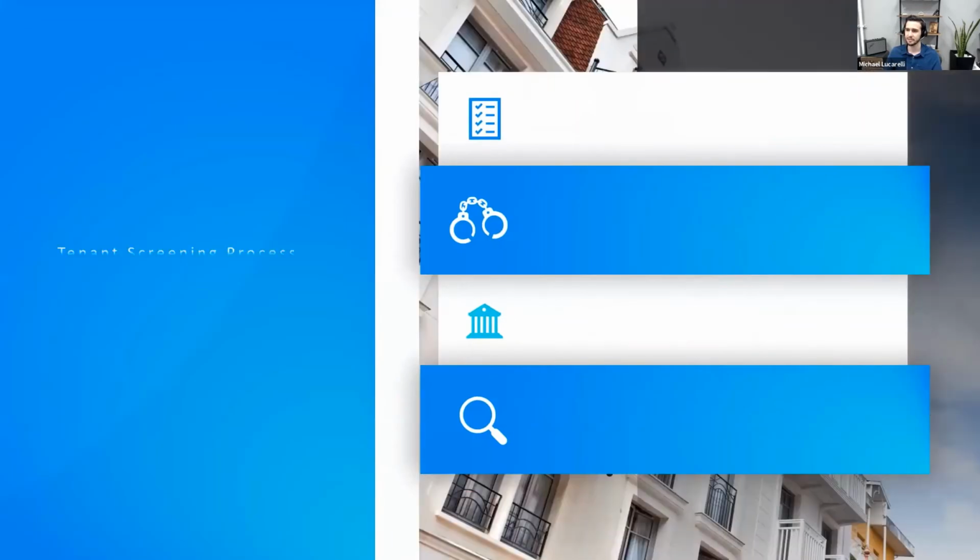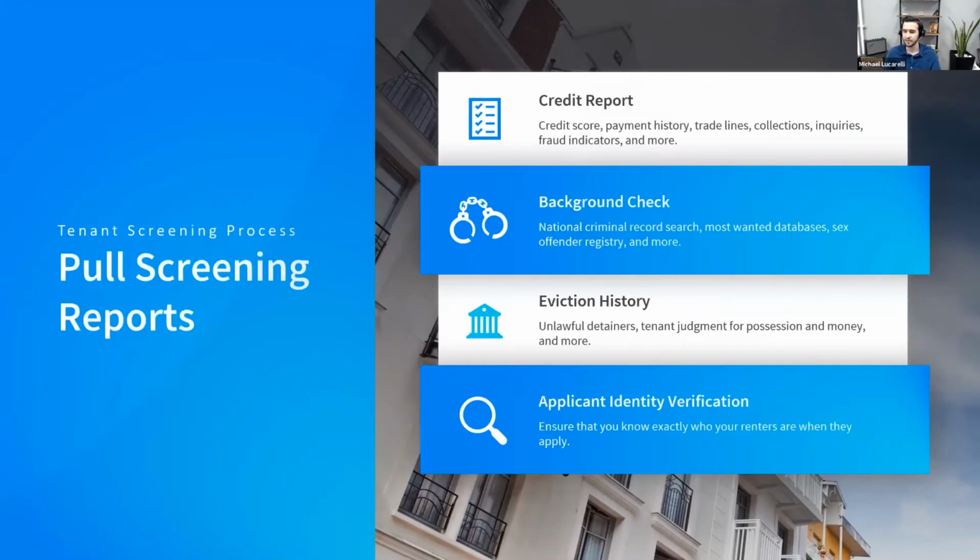So once you've collected the rental application, now we start thinking about screening reports. There's a couple screening reports that people commonly pull. There's a credit report where you can really assess the applicant's ability to meet the financial requirements of renting the property. Again, this is a good piece of information to have because it lets you know if the person can really pay the rent or not, or gives at least some indication on that question. So you get credit scores, their payment history, trade lines, collections, inquiries, fraud indicators, and more.